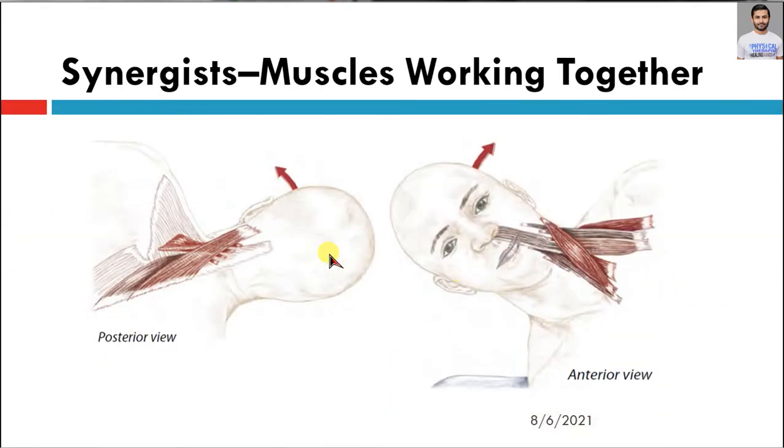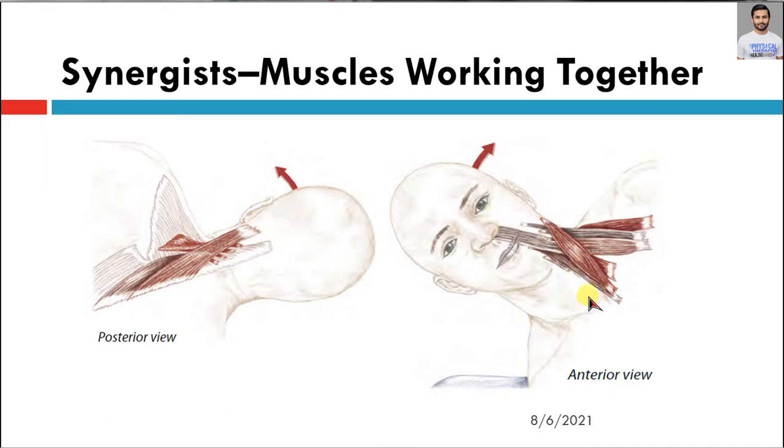So this is the movement of side bending. Here you can see this is the posterior view and this is the anterior view. So a lot of muscles in the posterior region are working as well as in the anterior region. You can see this muscle is the levator scapulae, and then the scaleni muscles are working together along with this levator scapulae to assist the neck into the flexion.